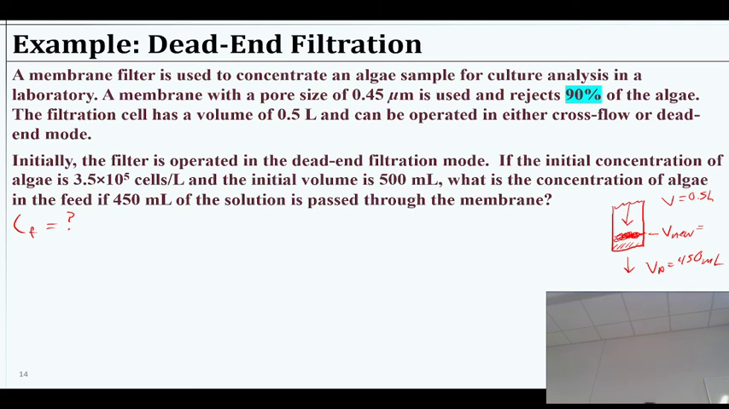Okay. And we also have an initial concentration of that many cells per liter. We only have half of it. We only have half a liter. So then we literally just multiply 0.9 times our half. This seems pretty easy, right? That would be how much gets retained. And then we have to figure out the concentration after that.